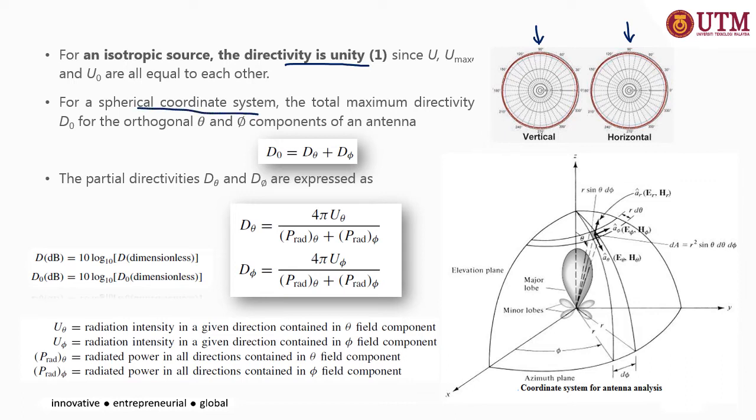For the spherical coordinate system, the total maximum directivity D naught, or D max, consists of both the orthogonal theta and phi components, and each component may be defined by the following equation. In this directivity calculation, you need to consider the vector, in which usually we consider R. So the maximum radiation, for example, is here in the R direction. Then the surface it passes through is in d theta and d phi, or dA equal to d theta d phi.